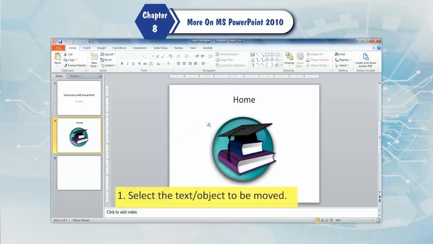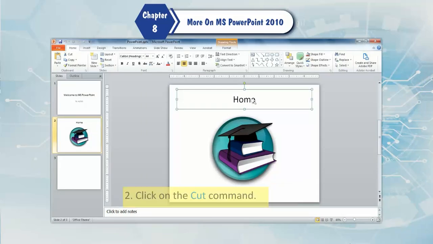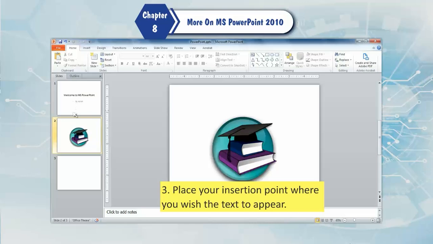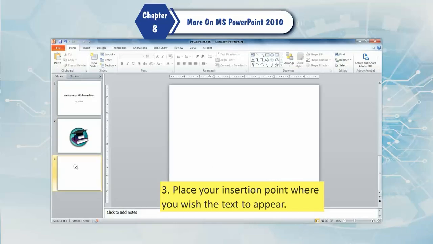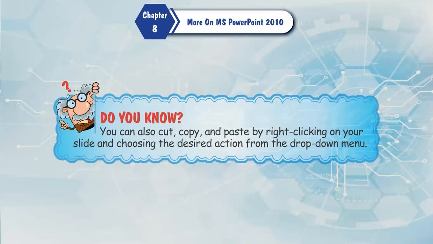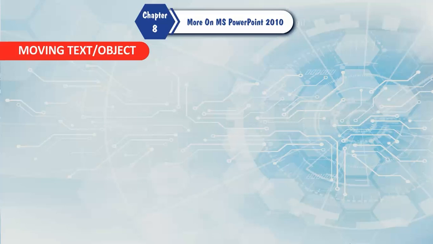Select the text or object to be moved. Click on the Cut command. Place your insertion point where you wish the text to appear. Click on the Paste command and the text will appear. Do you know you can also cut, copy and paste by right-clicking on your slide and choosing the desired action from the drop-down menu? Moving text or object.